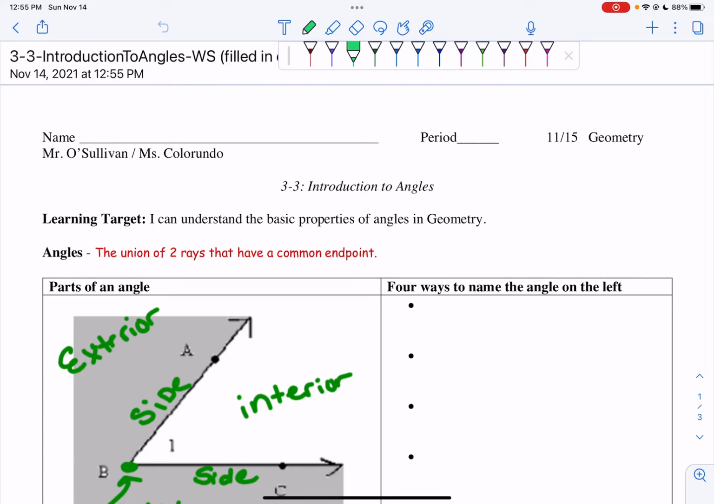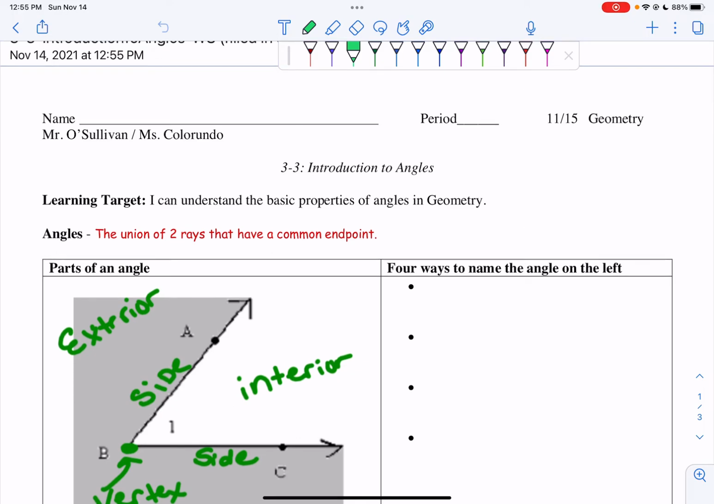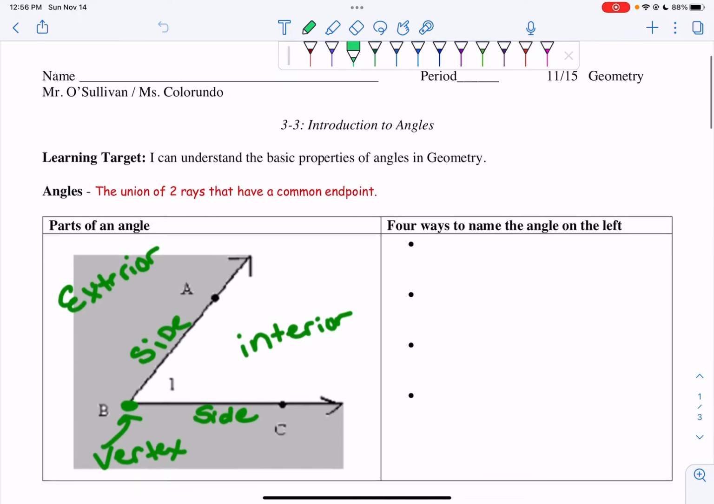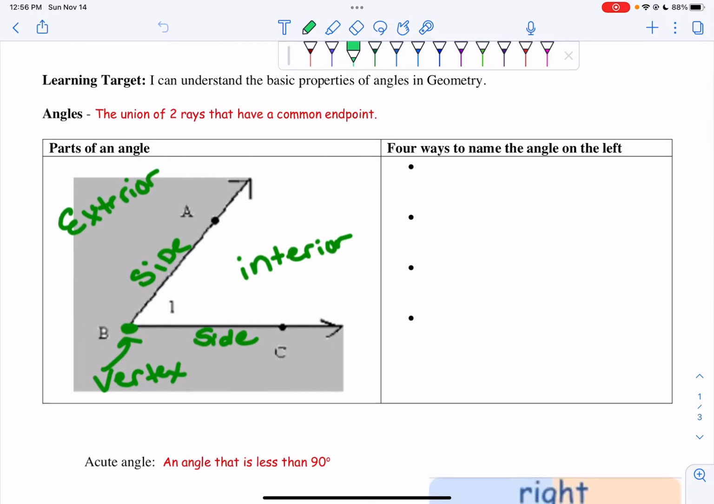Today we're looking at lesson 3-3, Introduction to Angles. Just a heads up, today is an Edpuzzle lesson, so you'll be interacting with the video and taking notes on your own sheet of paper. Today's learning target is, I can understand the basic properties of angles in geometry. So today all we're doing is looking at angles. There's not really much math going on.